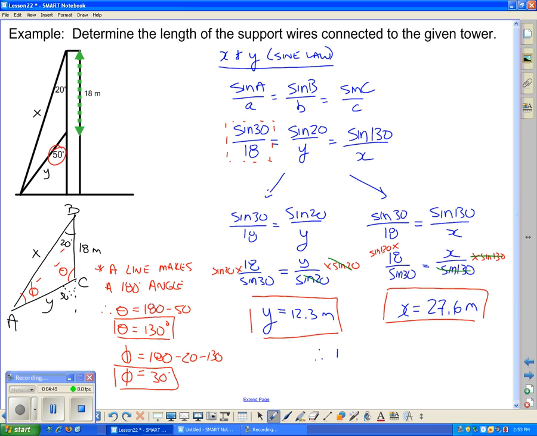So therefore, the cables will be 12.3 meters and 27.6 meters each. So there you go. All right, so yeah, that's still considered a multi-step question. Hopefully some people here are saying, well, that's not bad. I don't consider that multi-step, but that's what we're really looking at today.